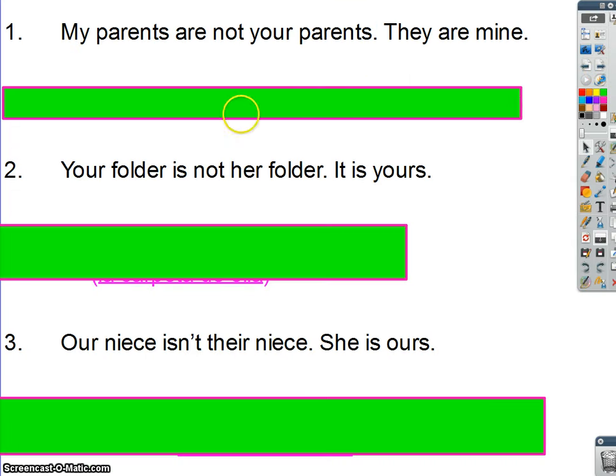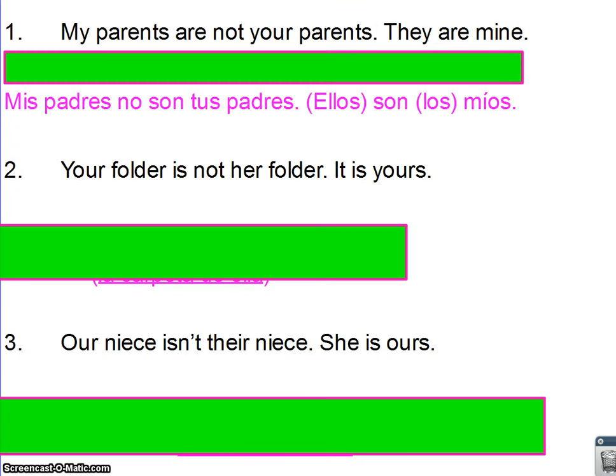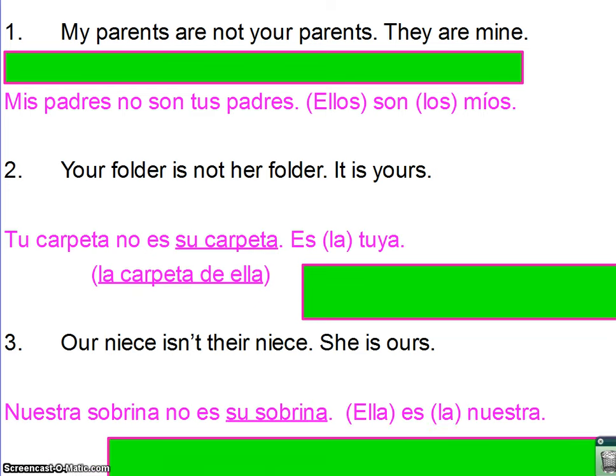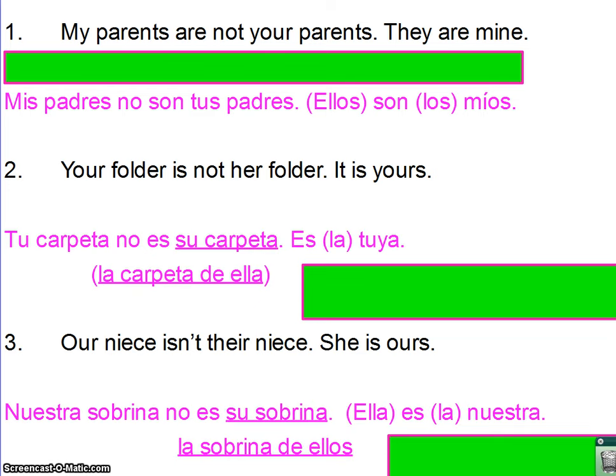So let's look at numbers 1 through 3. Here are your answers for 1 through 3. Let me get these out of the way. Go ahead and look at them. If you are correct, awesome. If you need an explanation, it will be given to you in a moment. Go ahead and pause to check your answers.